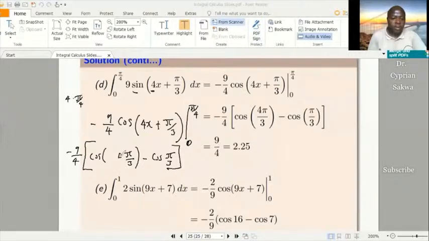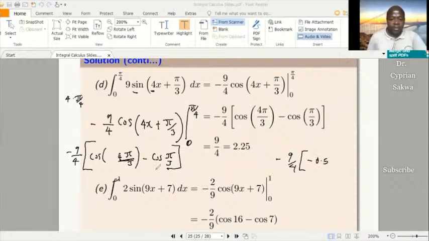So here's the mass 4 pi over 3. Yeah, just add. Now, what is cos of 4 pi over 3? Remember that pi is 180. It's an angle this time. So cos of 4 pi over 3, that is 4 times 180, divided by 3. And that gives me negative 0.5. So I have negative 9 over 4 times negative 0.5.